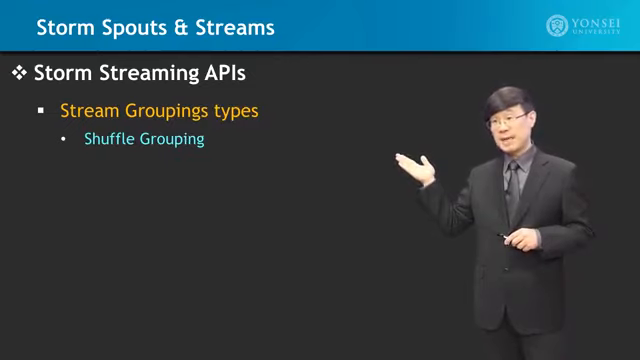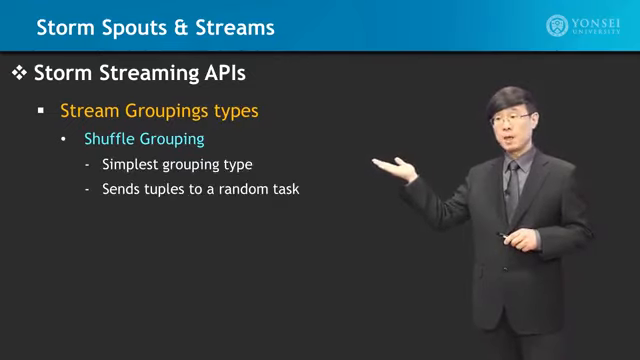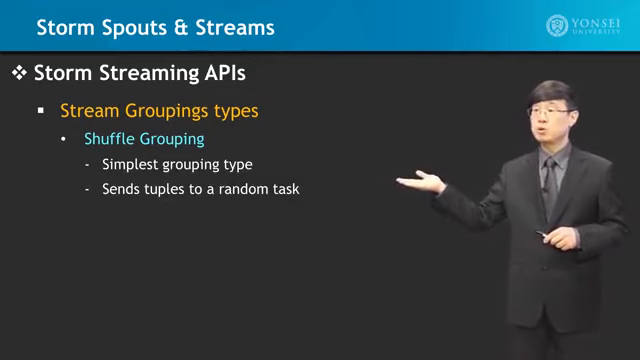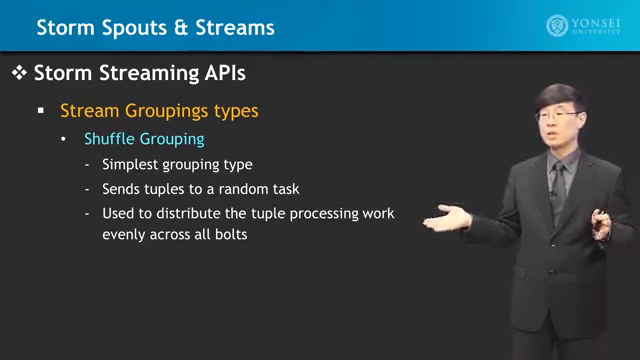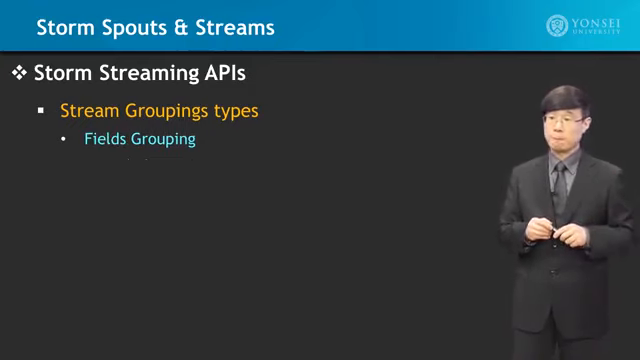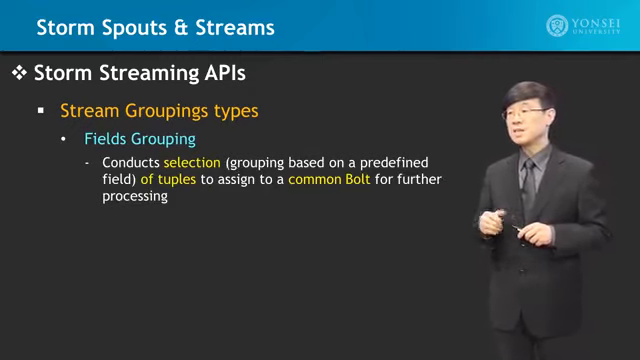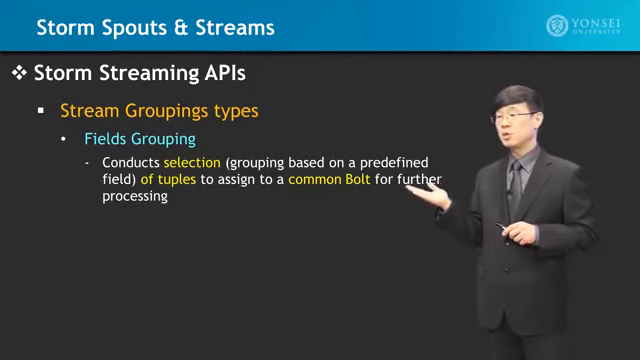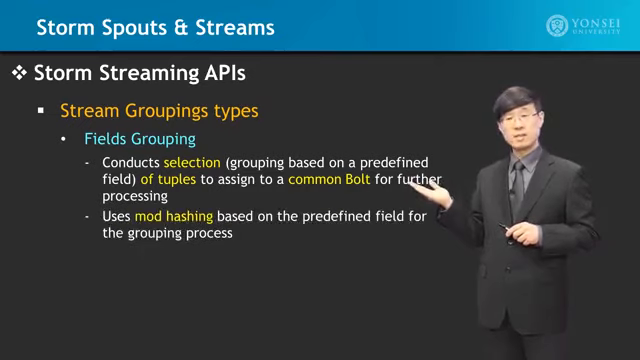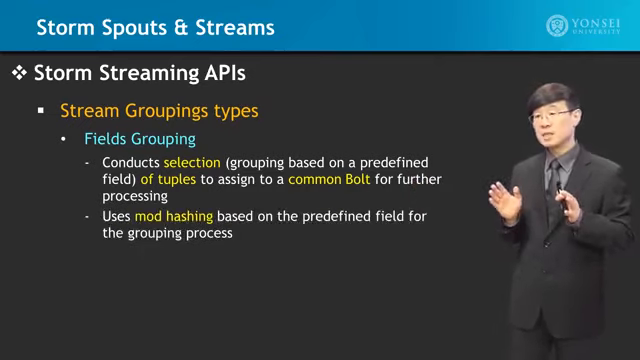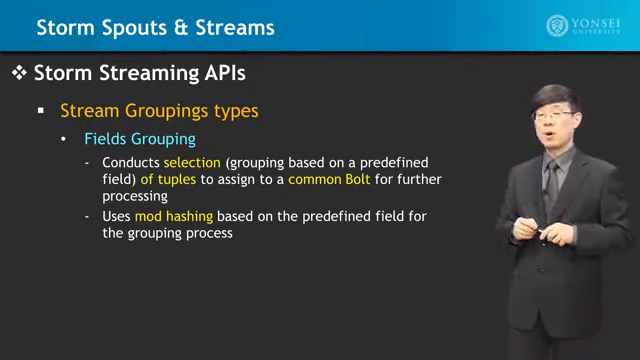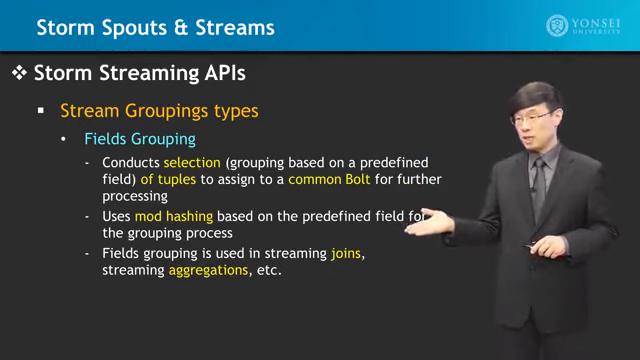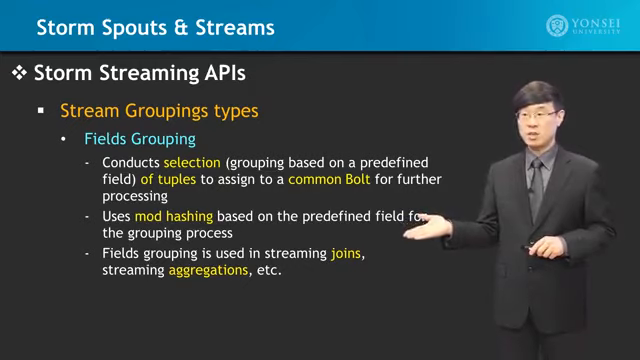Some stream grouping types include shuffle grouping. This is the simplest type, and it sends tuples to a random task. This has the effect of distributing the tuple process workload evenly across bolts. Field grouping. This conducts selection of tuples to assign to a common bolt for further processing. Therefore, it needs to use mod hashing in the selection process, and therefore, it requires additional processing time to do this properly. Field grouping is used in streaming joins, streaming aggregations, and other places.